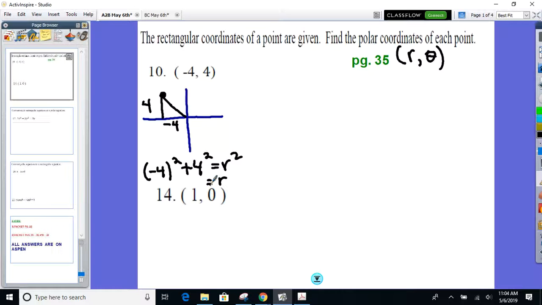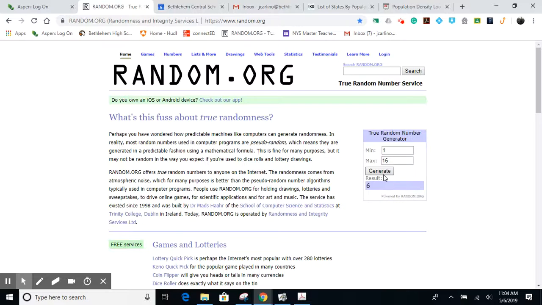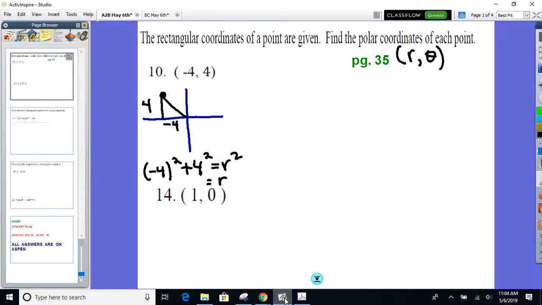I'm not going to look for you to break it down at all. Don't worry about simplest radical form. Just keep it underneath the radical. What'd you get for that hypotenuse length? Radical 32. Perfect. So there's your R value.